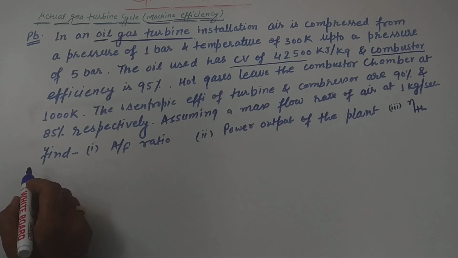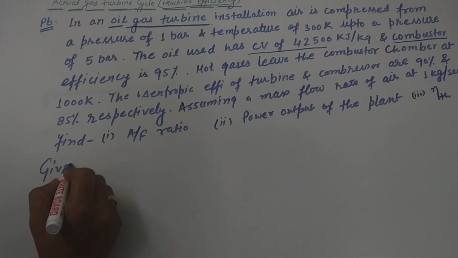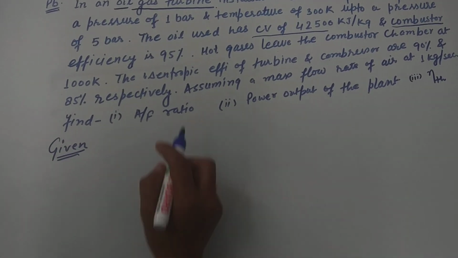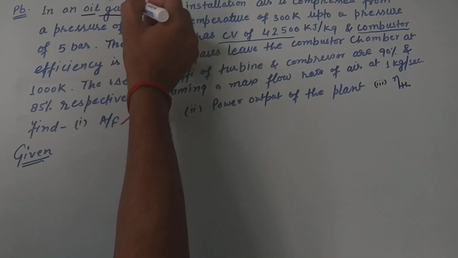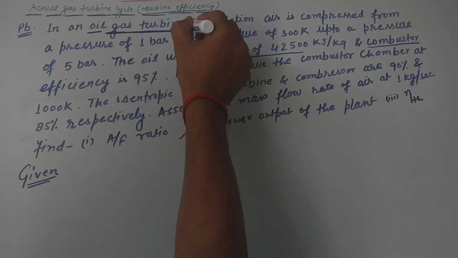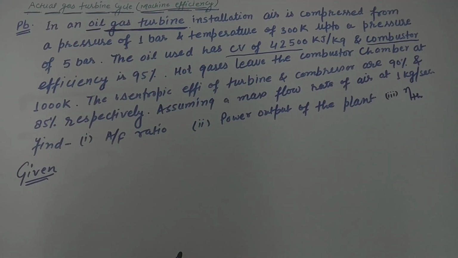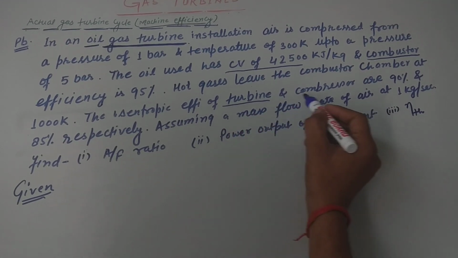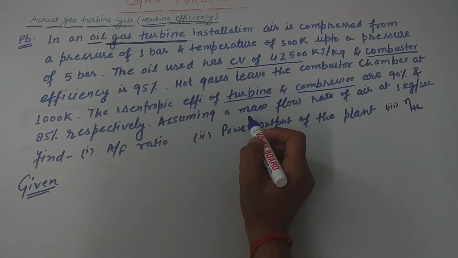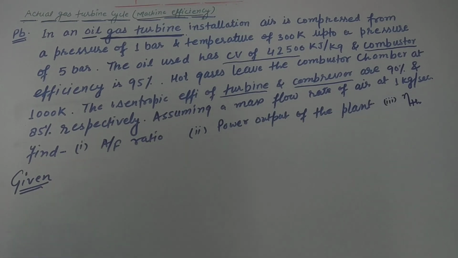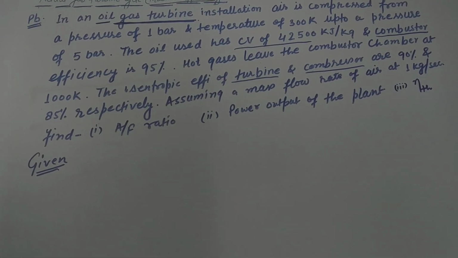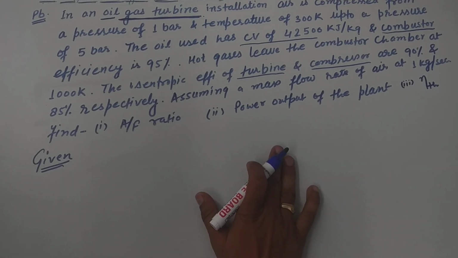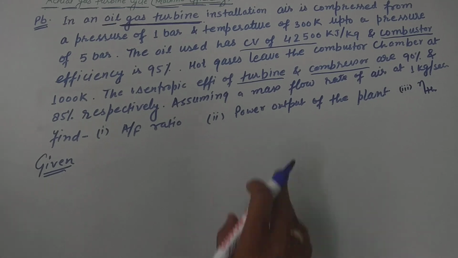So first of all, we have to write the given data. Since this is a gas turbine, and the turbine and compressor efficiencies are given as 90% and 85%, you can see that this problem is based on the actual gas turbine or actual Brayton cycle.